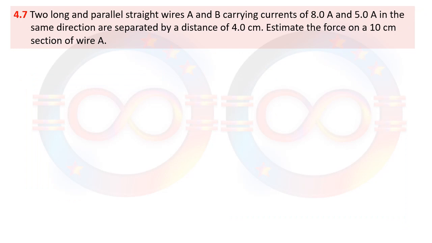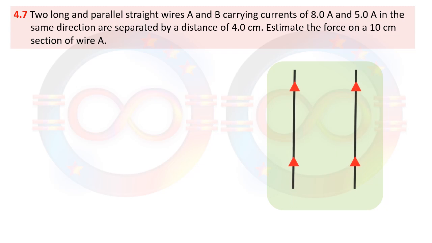In this question, two long and parallel straight wires A and B carrying currents of 8 ampere and 5 ampere in the same direction, and the separation between them is given as 4 centimeter. We have to find the force on a section of 10 centimeter on wire A. So here is the 10 centimeter section on wire A.